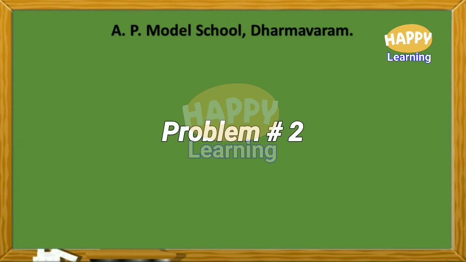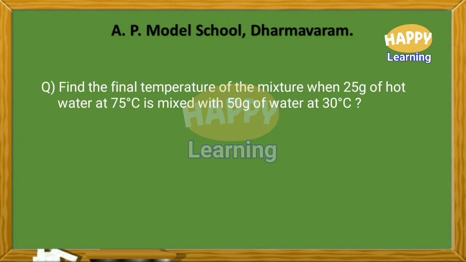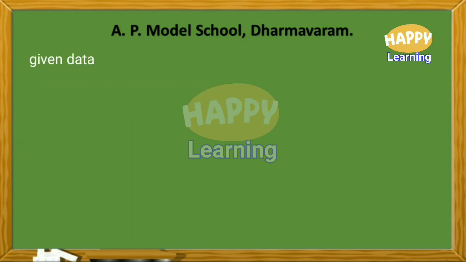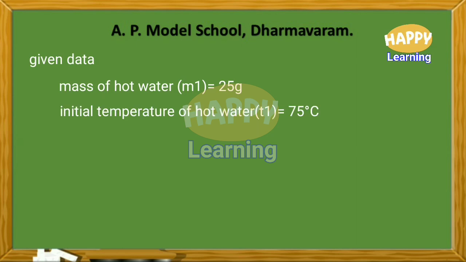Problem number 2. Find the final temperature of the mixture when 25 gram of hot water at 75 degrees Celsius is mixed with 50 gram of water at 30 degrees Celsius. Given data. Mass of hot water M1 is equal to 25 gram. Initial temperature of hot water T1 is equal to 75 degree Celsius.